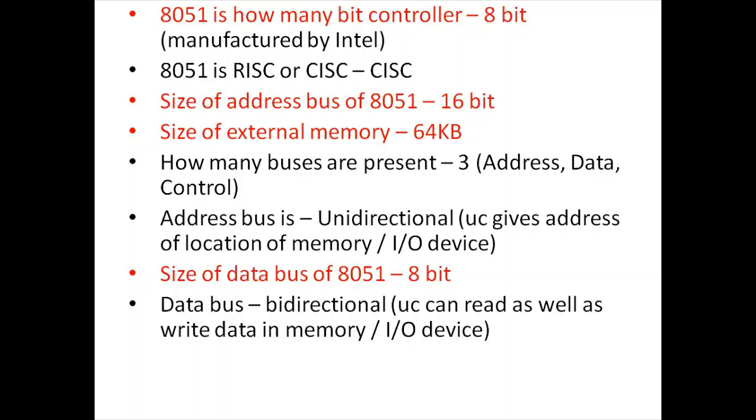Now, what is the function of data bus? Data bus reads as well as writes whatever data I want to read or write. I transfer it through the data bus. So MPU can read as well as write. Hence, this bus is bidirectional. So you have to remember address bus is always unidirectional, whereas data bus is bidirectional.